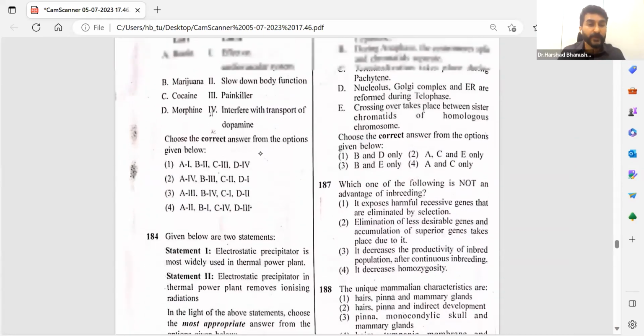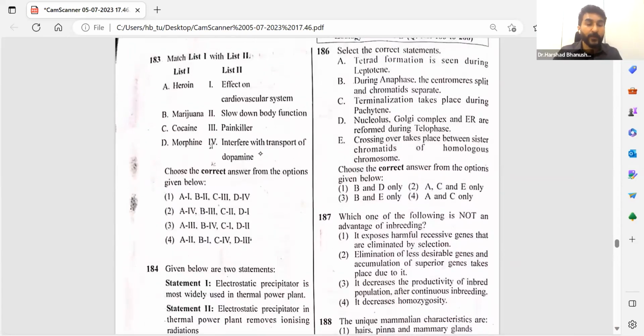We go to the next question. Heroin is known to slow down the body functions, mind you, so heroin would be 2. Marijuana is the one which has an effect on the cardiovascular system, so I will mark B1. Cocaine interferes with dopamine, C4. And then morphine is a painkiller, so D3. So 2143, that's option number 4.